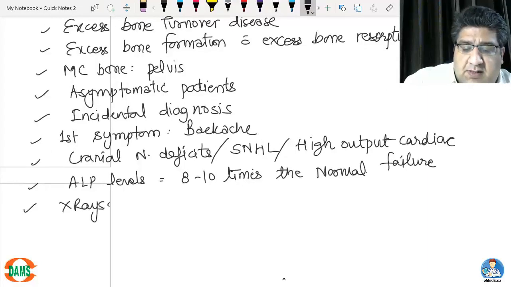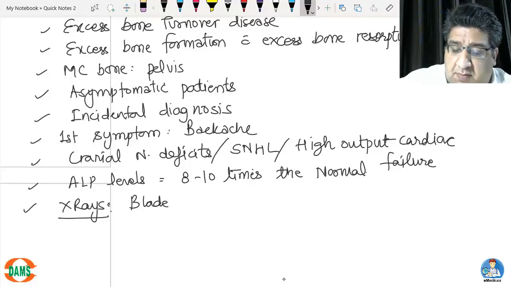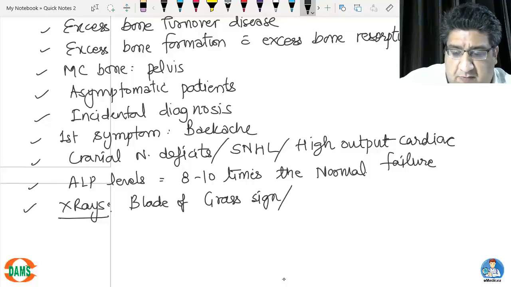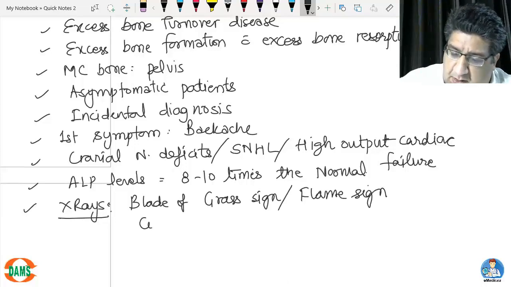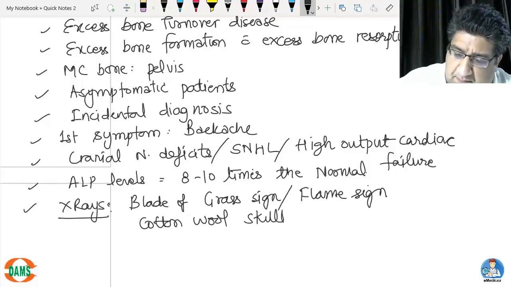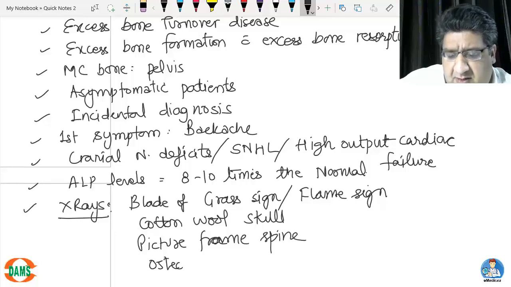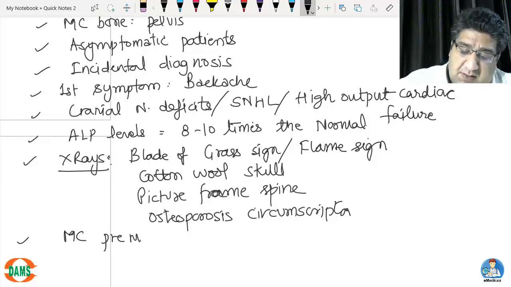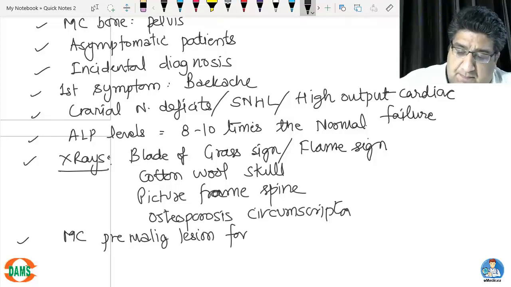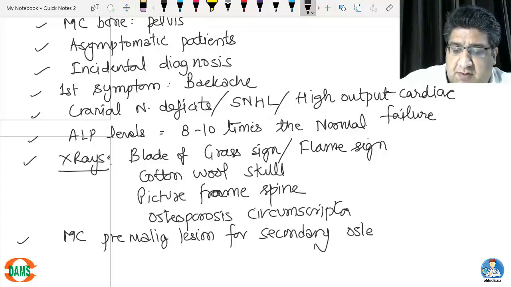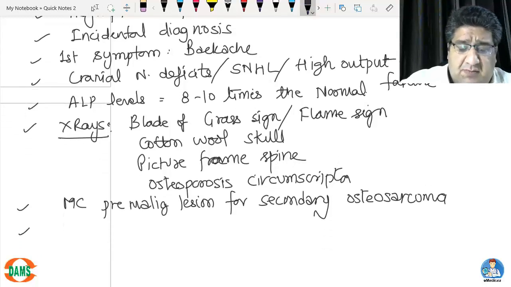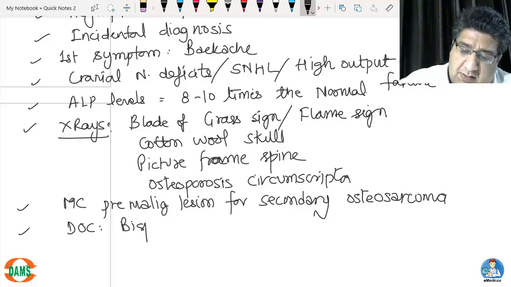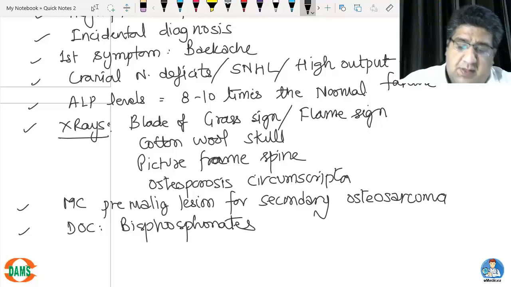When we talk about X-rays, you see certain very important signs. Blade of grass sign, which is also called the flame sign. You see cotton wool skull. You see picture frame spine. You see osteoporosis. There are many things that you see. You see osteoporosis circumscripta. And in fact, there are other signs also. In fact, I would want you to know that Paget's disease is considered to be the most common pre-malignant lesion for development of secondary osteosarcoma. Although incidence is very less, but still it is there. Drug of choice, undoubtedly, bisphosphonates. So these are some important salient features about Paget's.